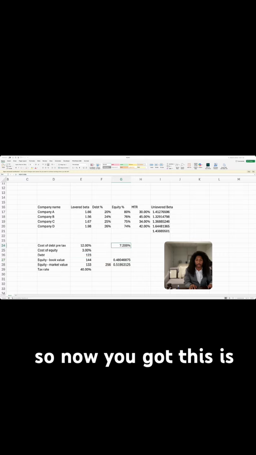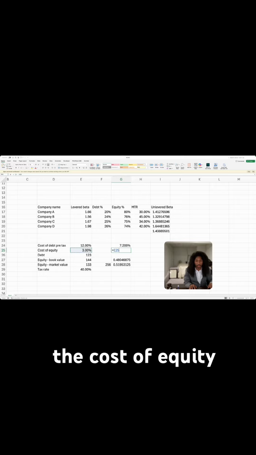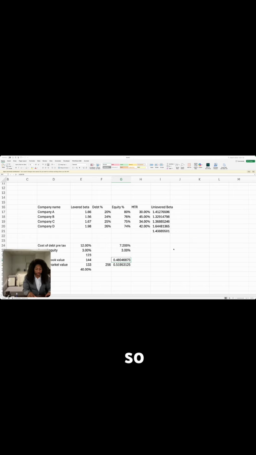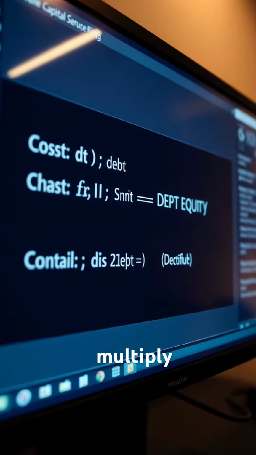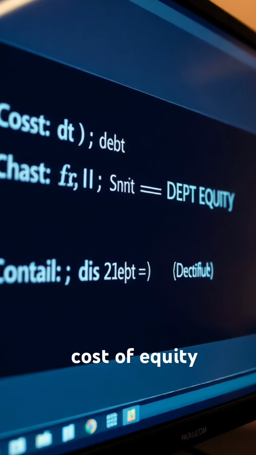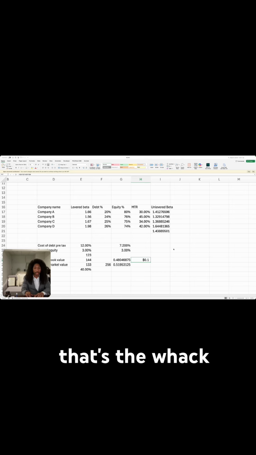So now you've got this is the after-tax cost of debt. You already got the cost of equity, and then you got the proportions of equity and debt. So this is equity, right? And this is debt. So now we simply take the cost of debt, multiply it by the debt in the capital structure, plus the cost of equity and the proportion of equity in the capital structure. And that's the WACC, 5%.